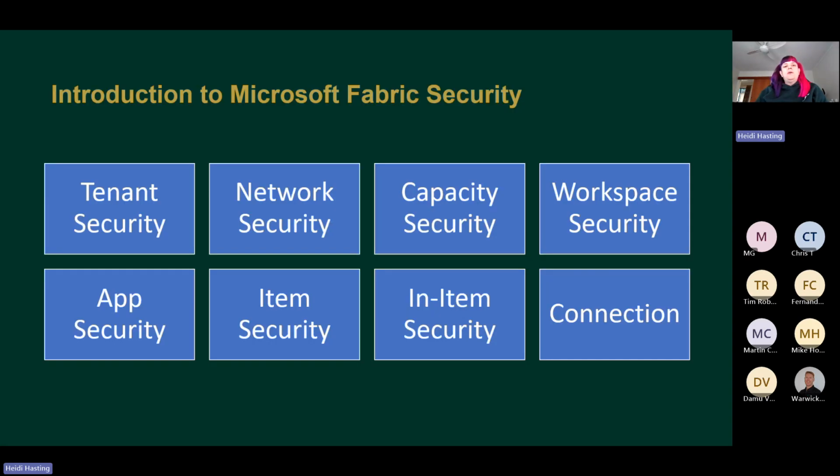So the first thing to be aware of with Microsoft Fabric security is that there are layers to it. You've got everything from a tenant security setting to network security, capacity security, workspace security, app, item, in-item, and also connections have their own security.